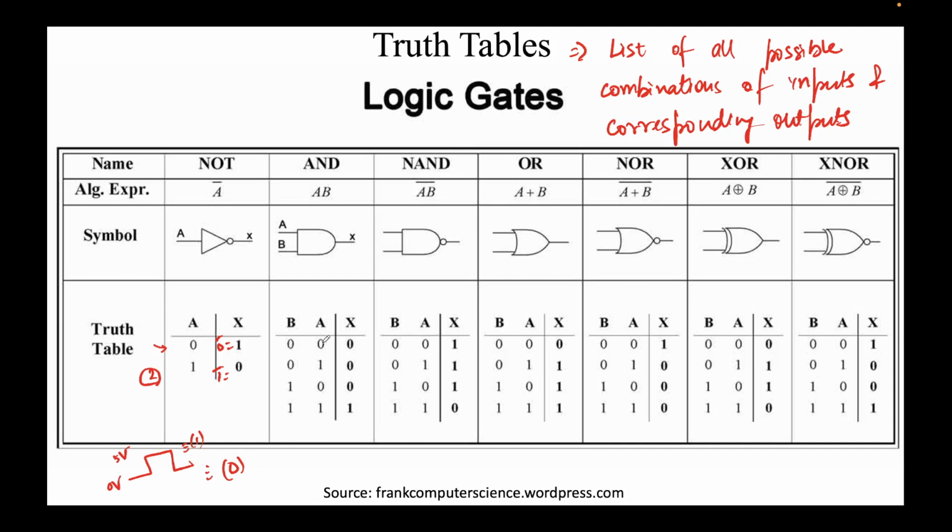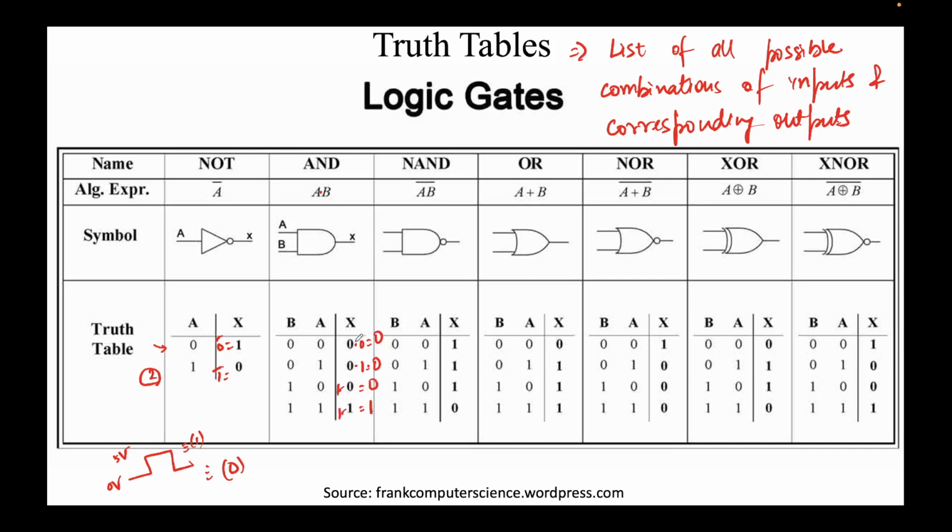Then one by one, I'll evaluate the output. The output is nothing but A times B. If there's nothing in between, we denote it by a dot. A times B. So here low times low, 0 times 0, will be nothing but 0. 0 times 1, note this formula, will be nothing but 0. 1 times 0 will be nothing but 0 again. And 1 times 1 will be 1.